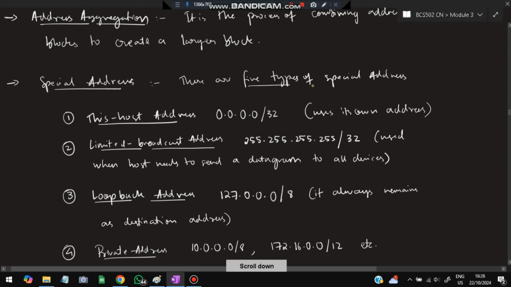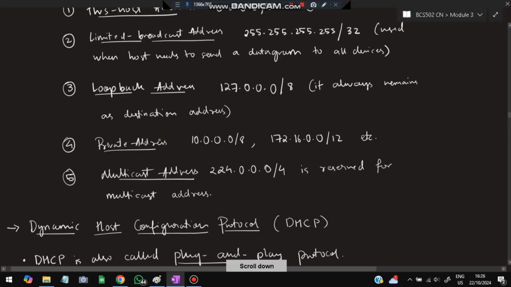So there are special types of addresses also, the five types of special address. The first is the this host address. This will point to itself. Okay, 0.0.0.0. It will use its own address. Limited broadcast address. It uses the last address which is present, and it is used for limited purposes. Okay, it is reserved. Next is a loopback address. It will always remain as the destination address. Whenever we want to send something, this will be the default destination. And a private address is the one which is used for private purposes, and multicast address is used for transferring the data from one device to many devices.